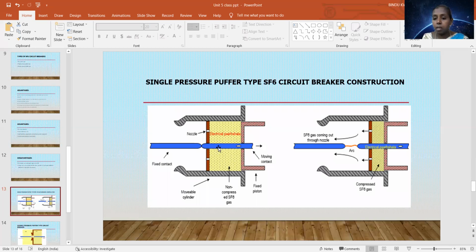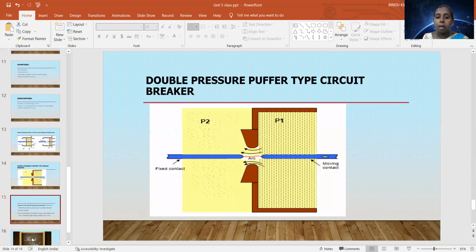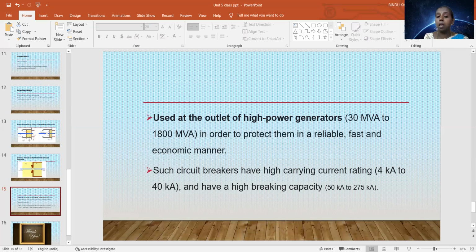Here you can see the single puffer type, and here this one is of a double puffer type. Mainly from low voltage to high power, for generator protection also we can go for this SF6 breaker, from 30 MVA to 1800 MVA. For transmission, it is used from 11 kV to 765 kV. Similarly for generator protection we can use this SF6 circuit breaker, 30 MVA to 1800 MVA.